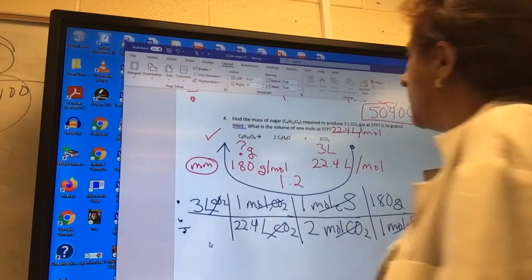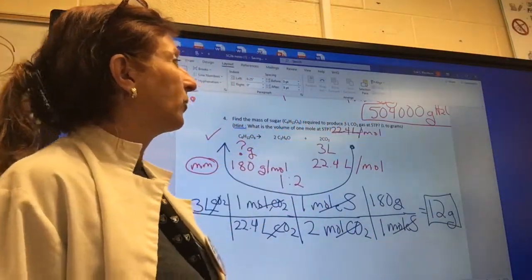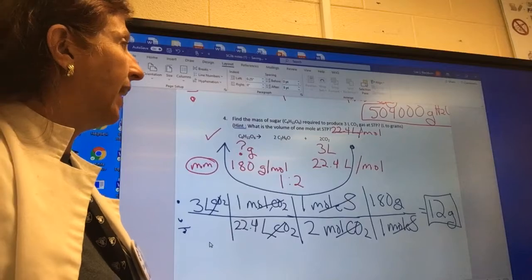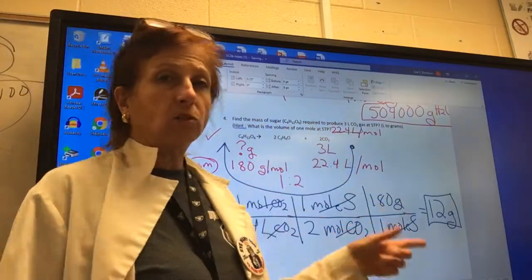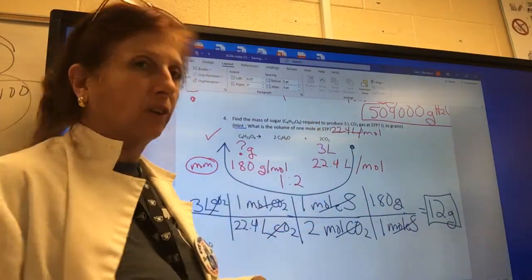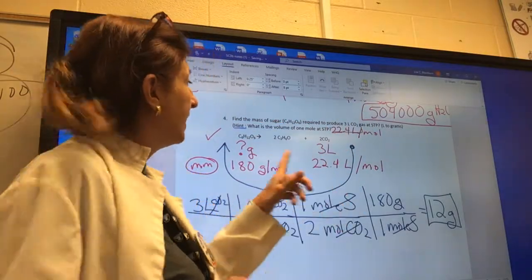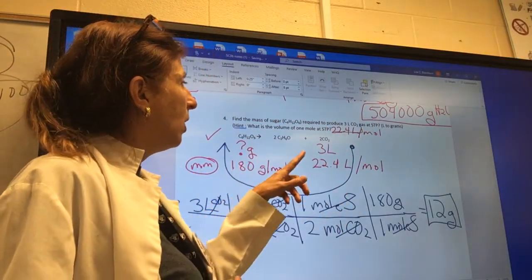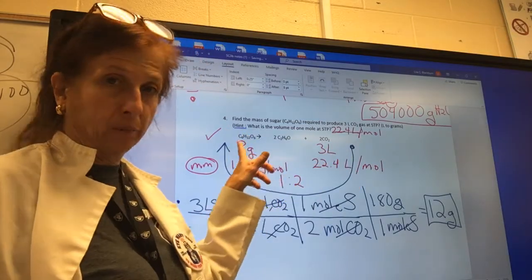Okay, here's our next one. Find the mass of sugar required to produce 3 liters of carbon dioxide gas. Now, if you don't have grams, you don't do molar mass. So here we have liters. We're still going to start with balancing our equation. Balance, check. Then we're going to write what we know, 3 liters, and what we don't know, how many grams.